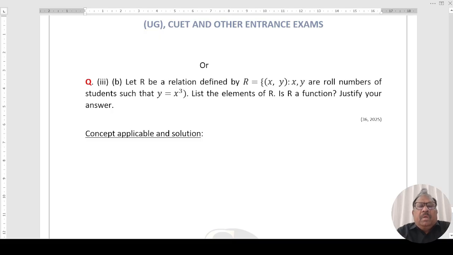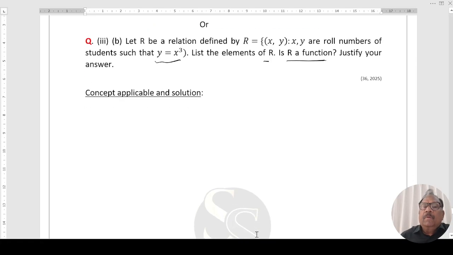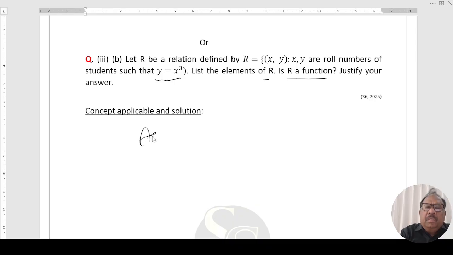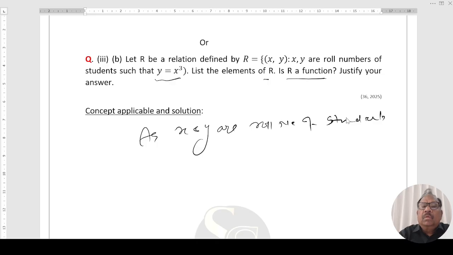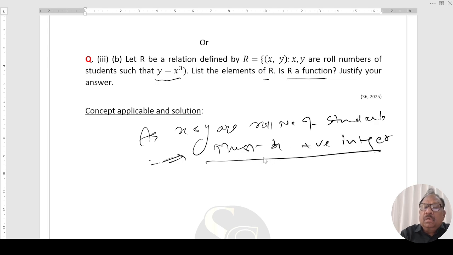Question is, let R be a relation defined by R equals (x, y), where x and y are roll numbers of the students such that y equals x cube. List the elements of R. Is R a function? Justify your answer. Now, as x and y are roll numbers of students, therefore they must be positive integers. That is our limit.